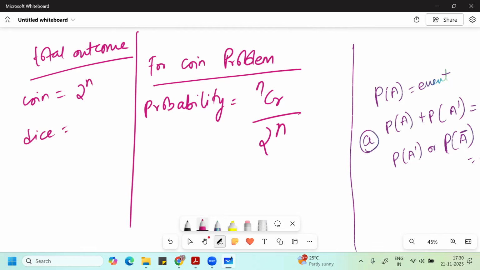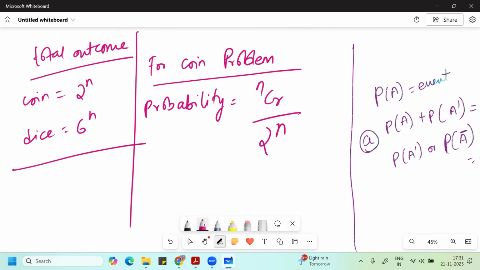Total outcome in the case of dice is equal to 6 to the power n. If one dice is rolling, then 6 outcomes. Two dice are rolling, then 36 outcomes. Three dice are rolling, then 216 outcomes. Four dice are rolling means 1296 outcomes.